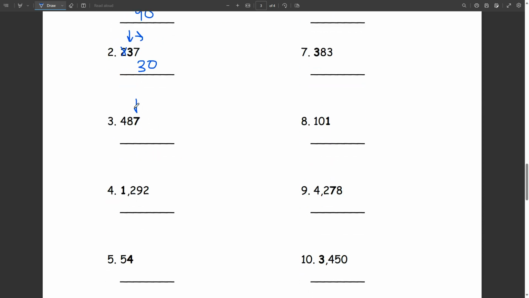Number 3, our bolded number here is 7. And then whatever on the left, we cross out. So we can cross out these two. And there's nothing on the right to turn into a 0. So our answer will just be 7.